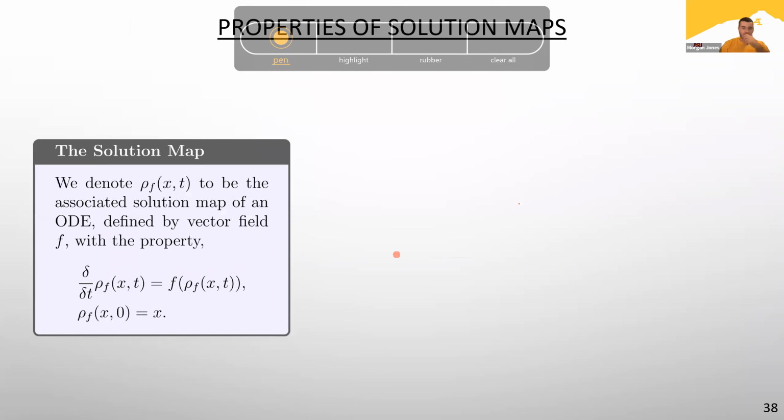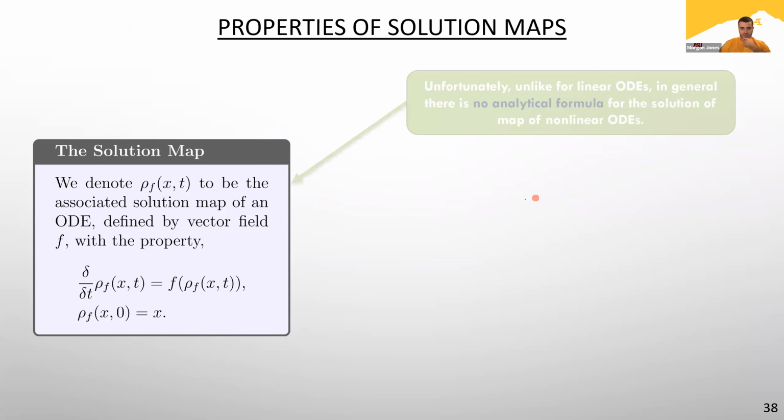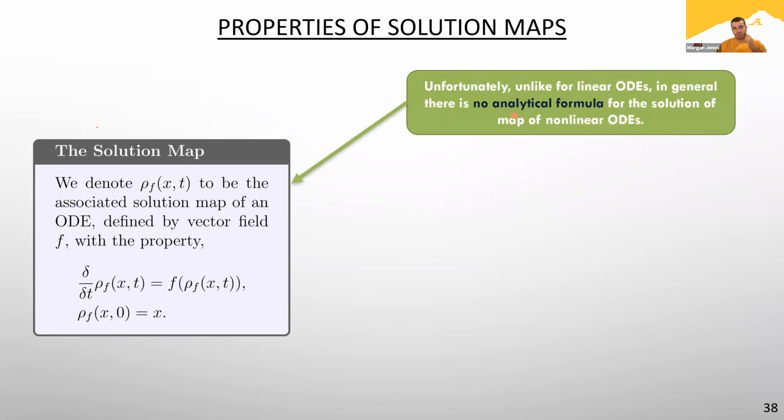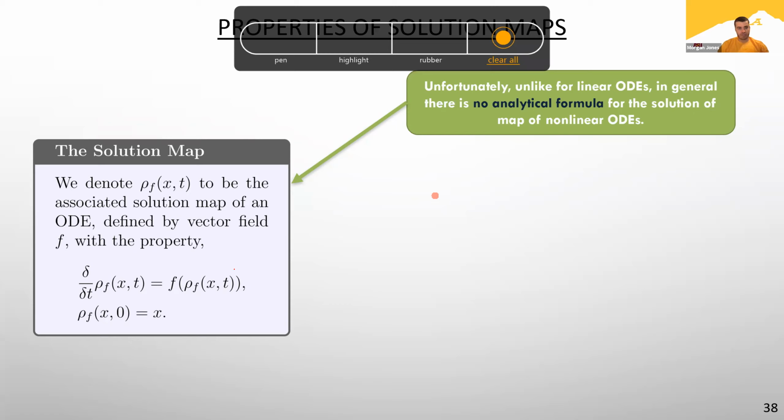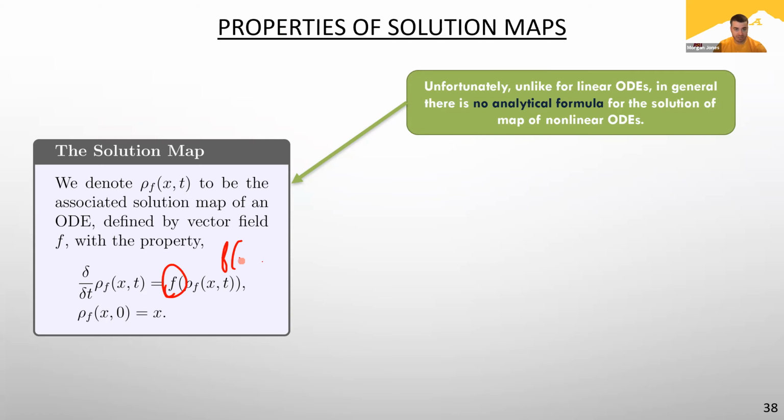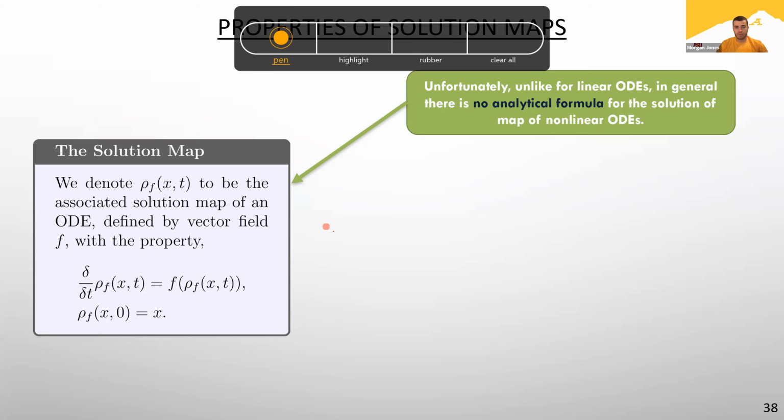So we'll briefly go through some properties of solution maps. Unlike linear ODEs, there's no analytical solution in general, because in linear ODEs, we have x dot equals Ax, and in this case, rho f(x, t) equals e to the power of the matrix exponential times x. But in the case of nonlinear dynamics, where f can take any form, f(x) isn't necessarily Ax, there's no analytical equation for the solution map.